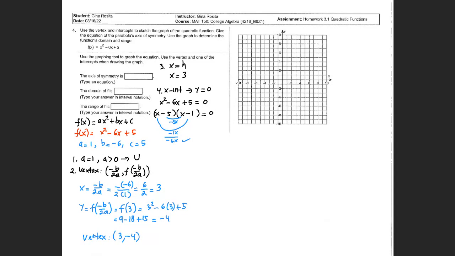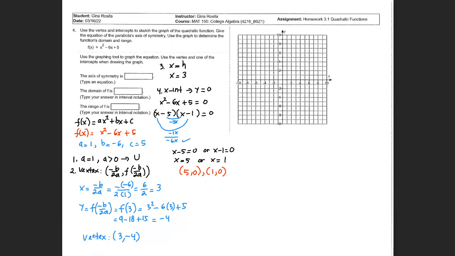Now we find x. So x minus 5 equals 0, or x minus 1 equals 0. So x equals 5 or x equals 1. The points are (5, 0) and (1, 0). Okay, this is for step 4.